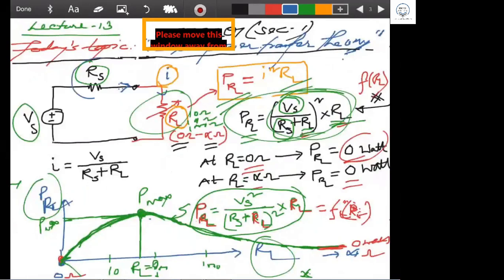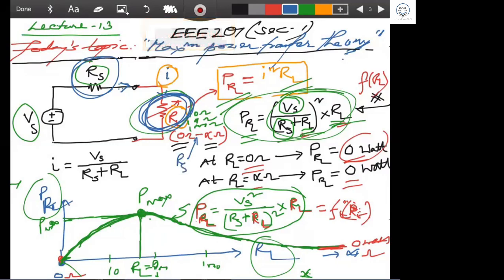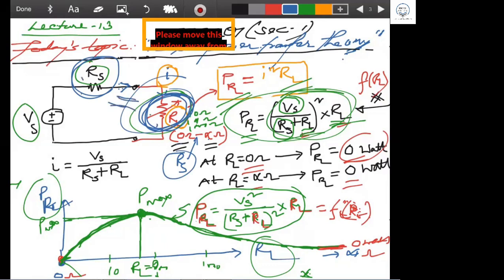When you are changing this RL, you are changing the value of RL from 0 to infinity. Somewhere in between, the value of RS is lying. RS value must be in between 0 to infinity. When RL goes from 0, 1, 2, 3, 4, and comes equal to RS, then and only then you can get the maximum power at the output. This is the condition. When RS and RL are equal, then and only then maximum power will be transferred from the source to the load.